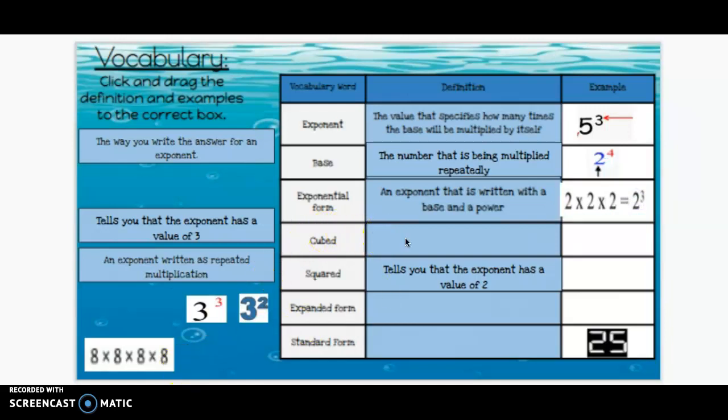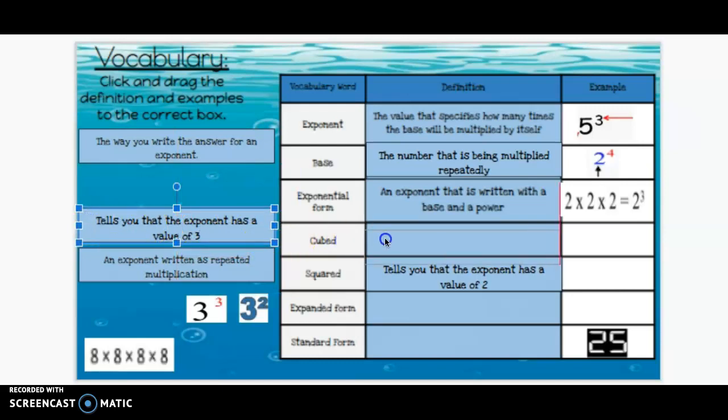Now we have the word cubed. If you think of a cube, it is a three-dimensional shape. So that is an easy way to remember what cubed means. Cubed is when the exponent tells you that it has a value of 3. So that means you will multiply whatever your base is by itself 3 times, or you would repeat it 3 times.